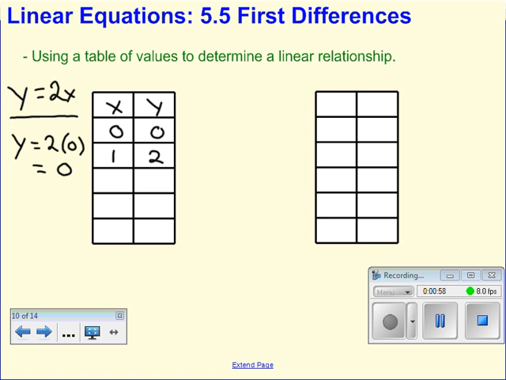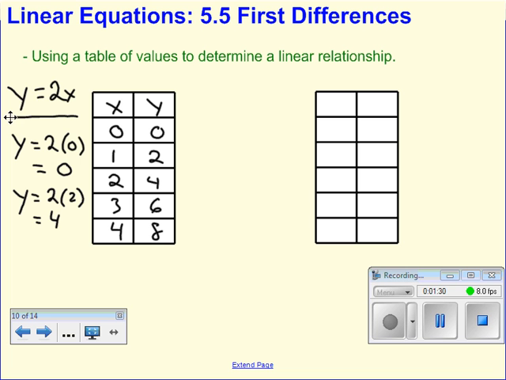If x is equal to 2, I can figure it out. y is equal to 2 times 2, which equals 4, and I can put it down here. 3 gives me 6, 4 will give me 8. So that's my table of values for my equation, y is equal to 2x. First differences is just the difference between the two different y values in consecutive order.